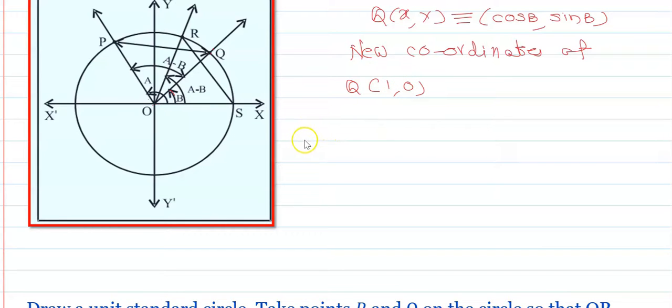Okay. Now next, the coordinate of point P is very important. The coordinate of the point P, its x coordinate is cos of A minus B, comma sin of in bracket A minus B bracket complete, and this is the coordinate of the point P, new coordinate.